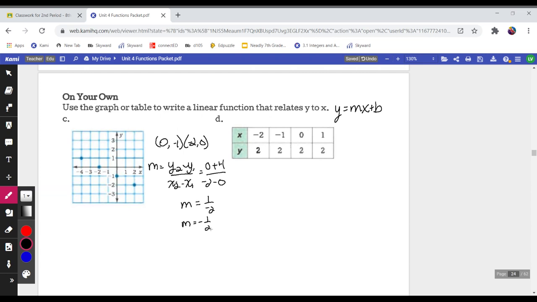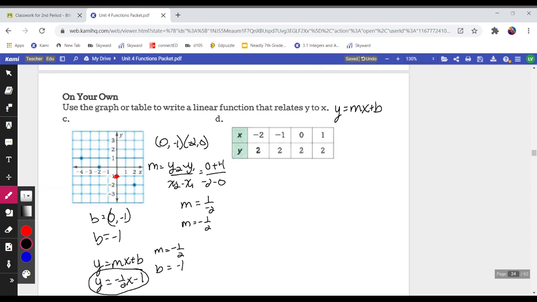Then for my y-intercept, I want to see the point that hits on the graph at the y-axis, which is at (0, negative 1). So that just means my b value is negative 1. So y equals mx plus b. When I know my slope is negative 1/2 and my y-intercept is negative 1, this becomes y equals negative 1/2 x minus 1.